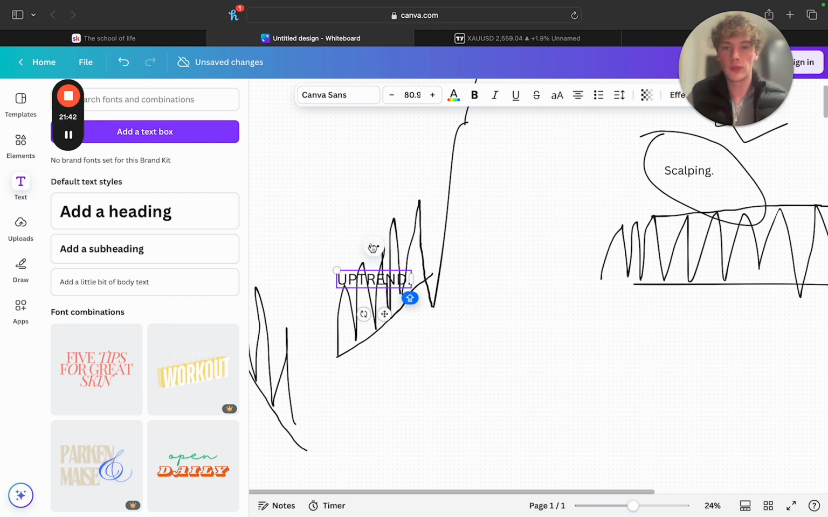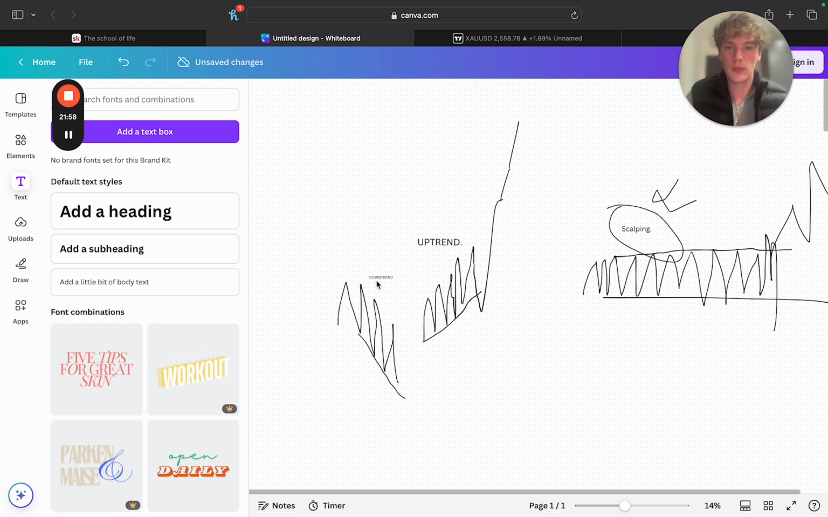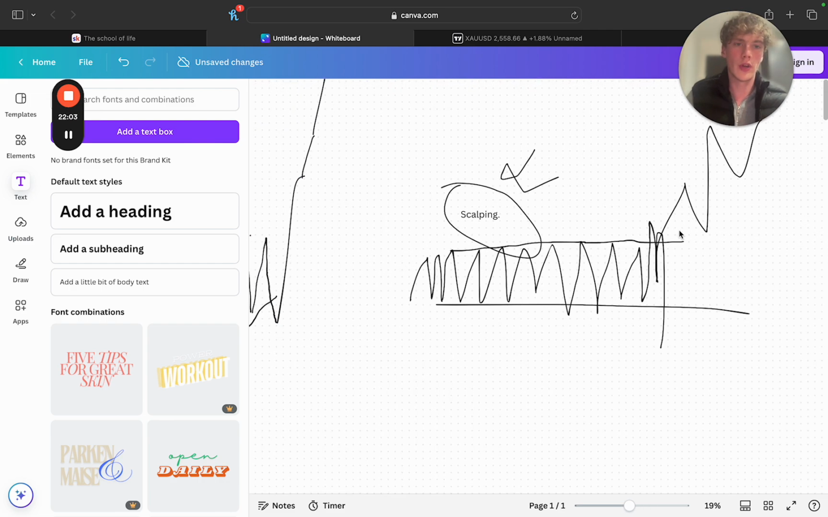Uptrend, and then we put this here. This is an uptrend. Add another text box. Downtrend. We zoom that up. Okay. So now you're starting to get the hang of it, right? Downtrend goes down, uptrend goes up. Very simple. Over here we have scalping.